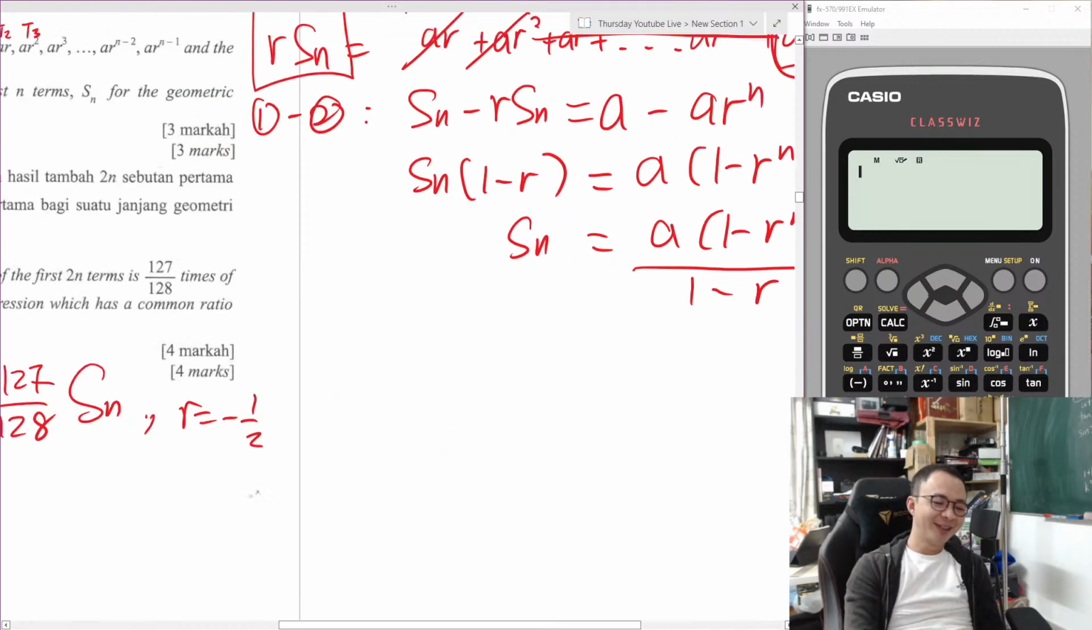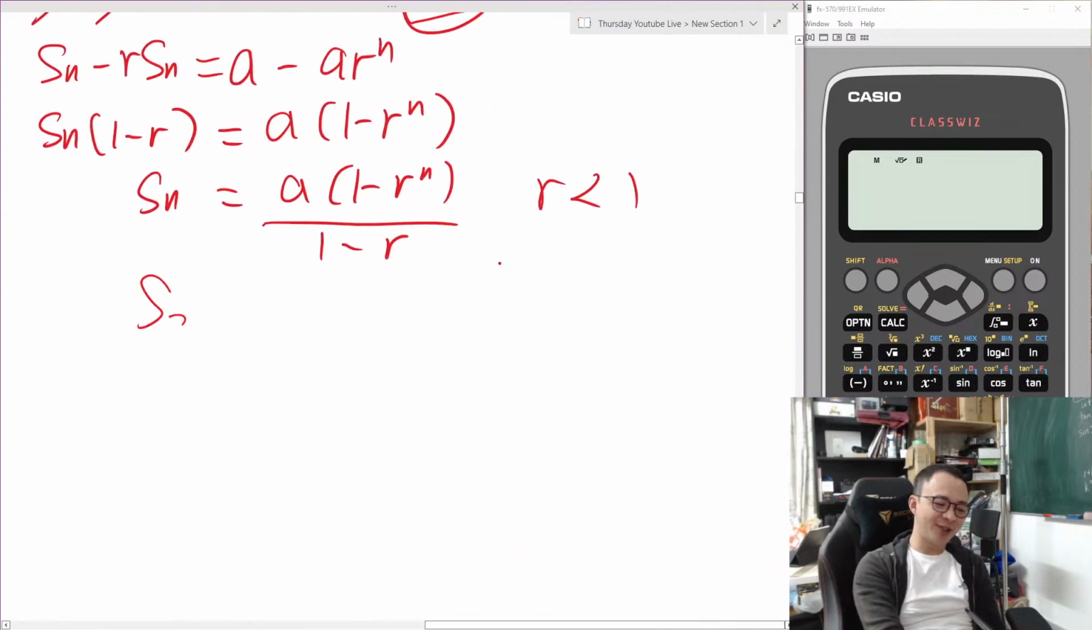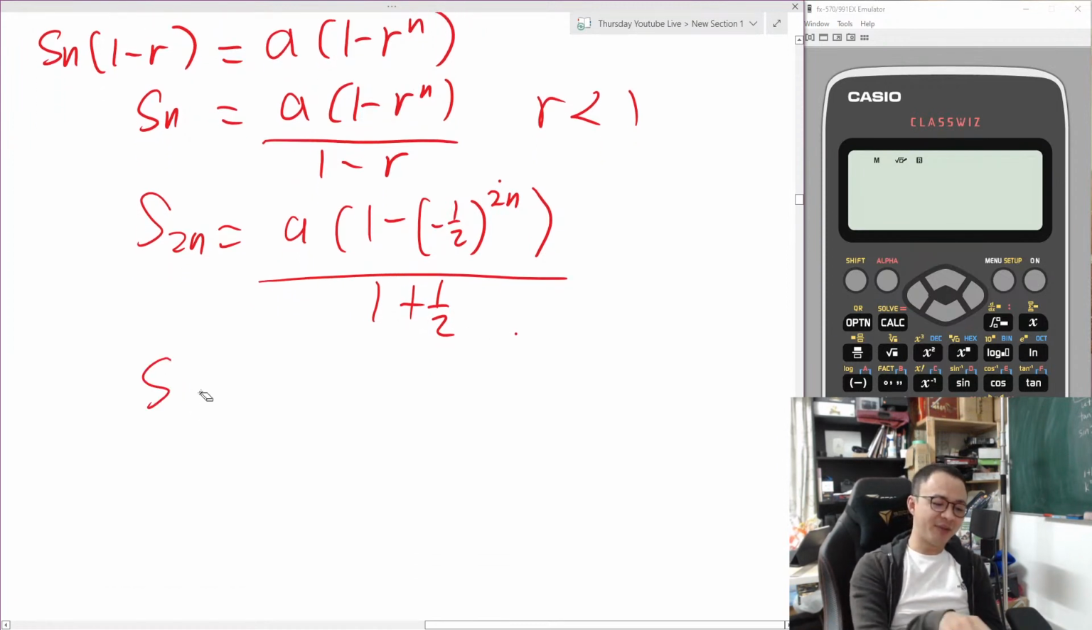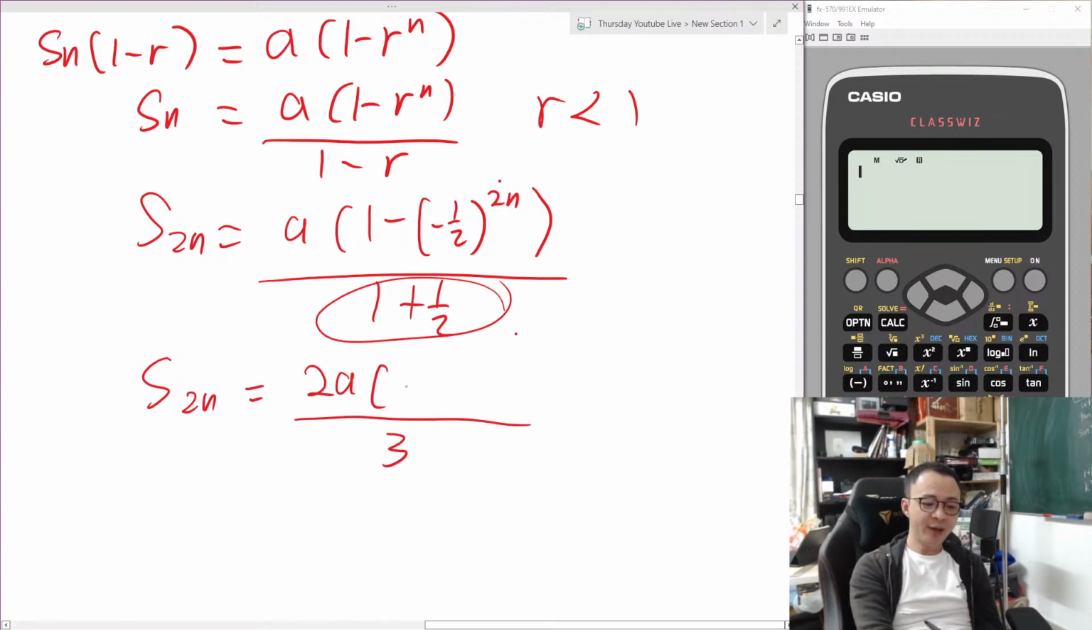Okay, let's do S2n. This is A 1 minus negative 1 over 2 power of 2n over 1 minus R, which is 1 plus 1 over 2, because R is negative 1 over 2. I try to simplify this one as much as I can. The bottom is 3 over 2, so dividing by 3 over 2 basically means multiplying by 2 over 3. So 2A 1 minus negative half. Do not multiply the negative into it. A lot of students will just say, oh, minus will become plus. Don't do that. If you do that, you're not going to be happy after that.